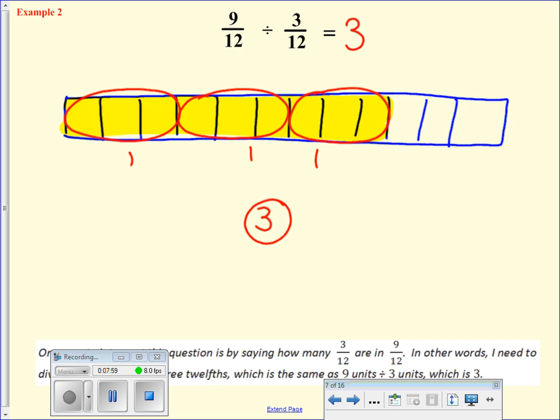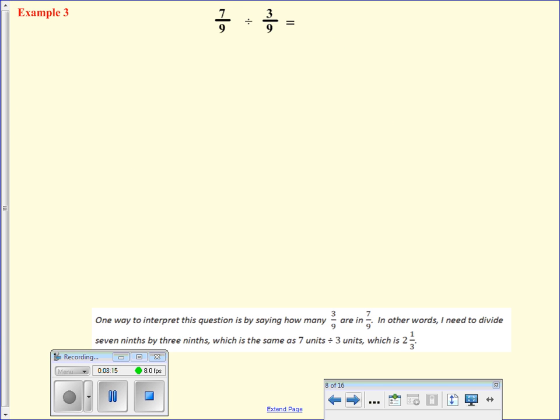Why would the answer be a whole number? Because I made full groups. That's a whole group of 3. That's a whole group of 3. And that's a whole group of 3. But we're going to address that actually in a second. All right, let's look at the next one.